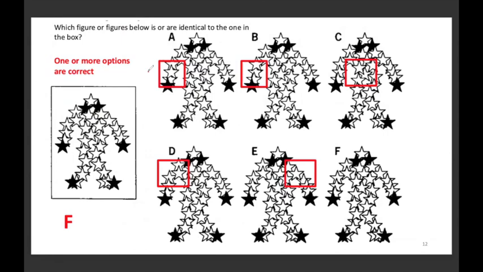In the case of option A, the error is in this star. In the case of option B, again, the error is in that same star. Not that one, this star. In the case of option C, the error is in this star. In the case of option D, the error is in this star. In the case of option E, the error is in this star. All right, making F the only one that is identical to the one that we see in the question. We'll move to the next one.